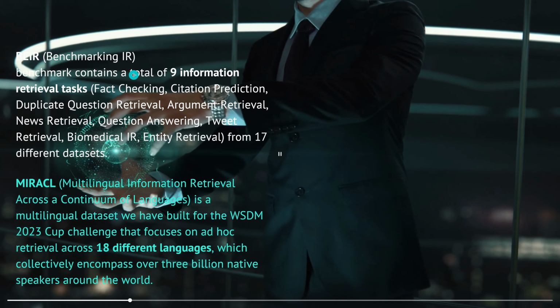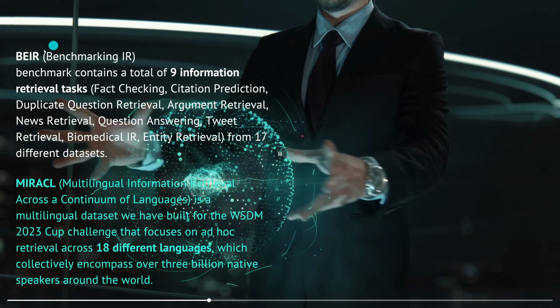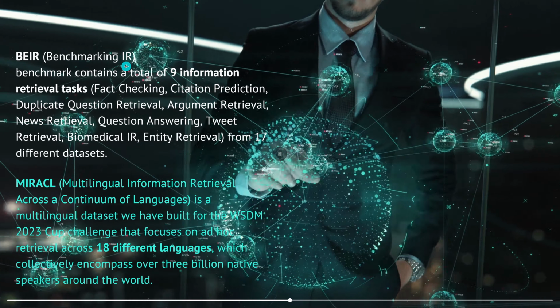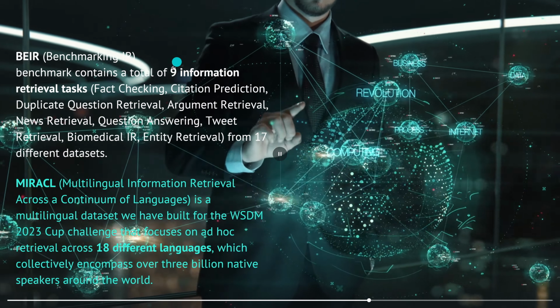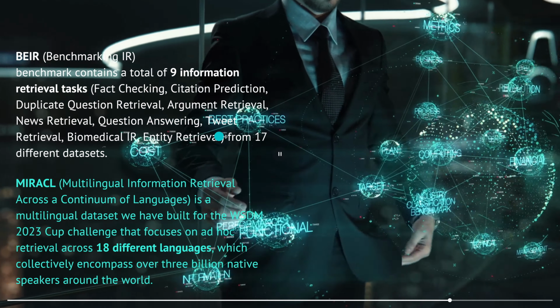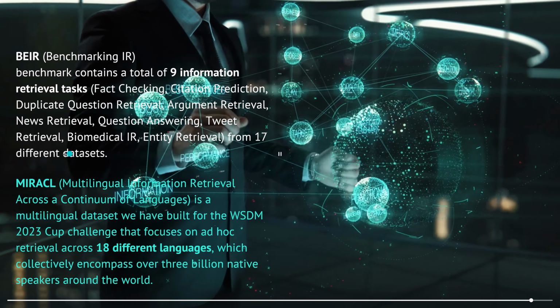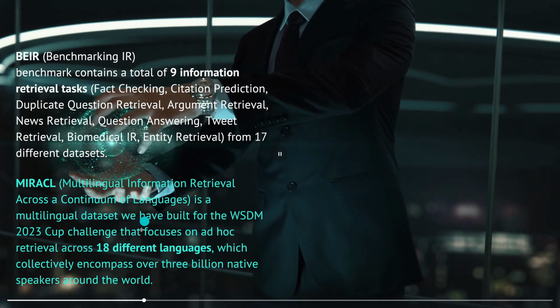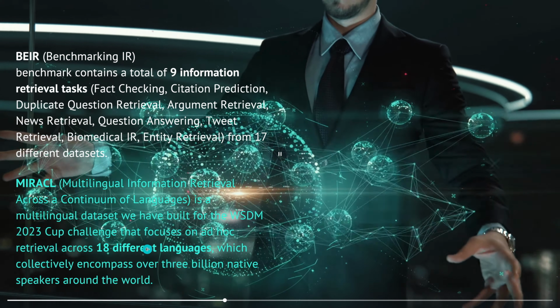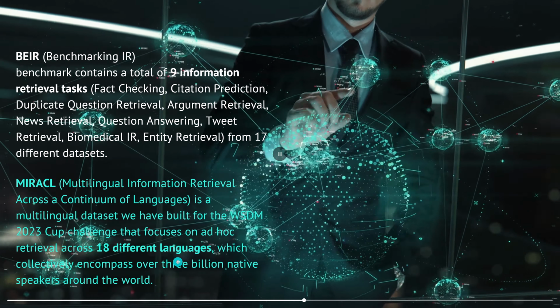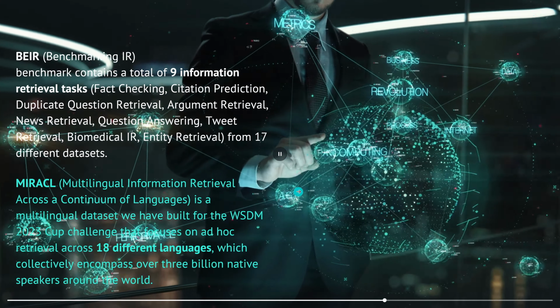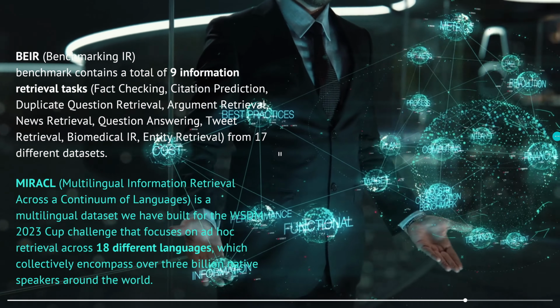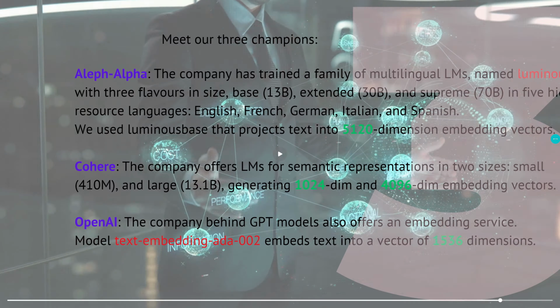Okay, so we have two benchmark classes. The first is the benchmark for information retrieval. We have 9 information retrieval tasks from 17 datasets. And the second is a multilingual information retrieval benchmark for 18 different languages, which encompass more than 3 billion native speakers around the world. You might say, okay, yeah, well, let's go with it.